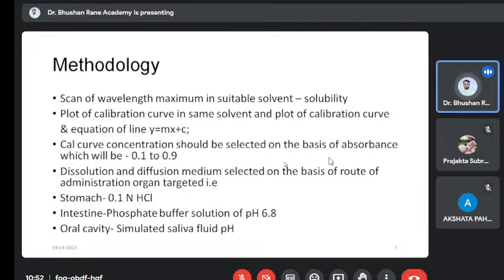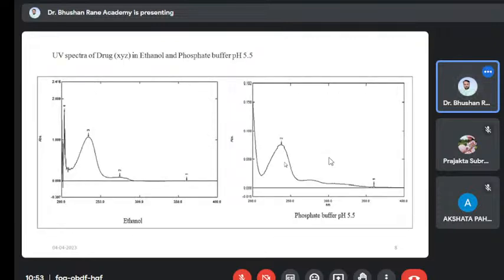If our formulation is an orodispersible tablet, a mouth dissolving tablet, or maybe chewing gums, lozenges, or chocolate as formulations for utilizing Brahmi, some herbal formulations, and if the compounds are able to absorb UV light, then the dissolution medium is simulated salivary fluid, with a pH value that matches saliva. So this is the methodology.